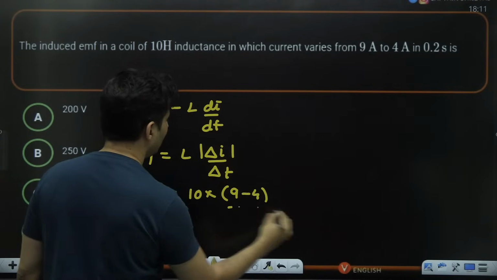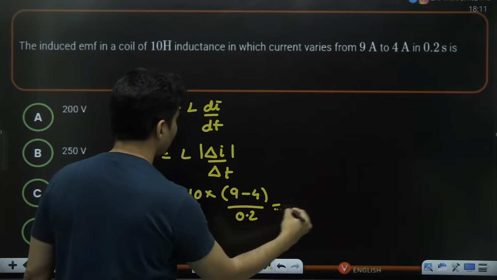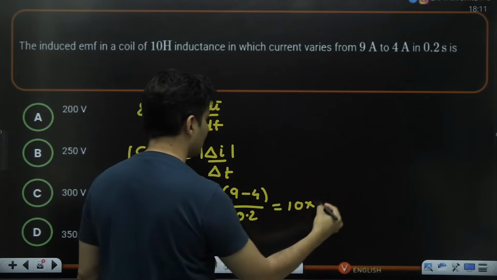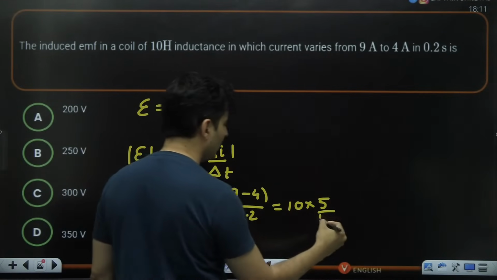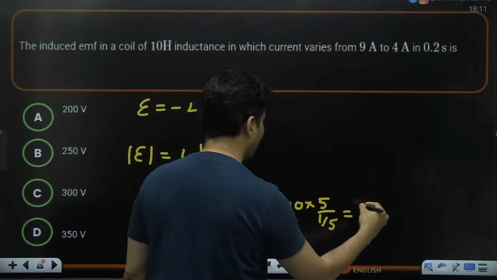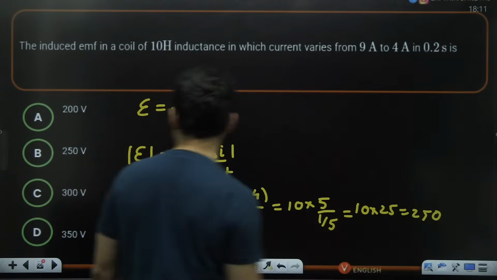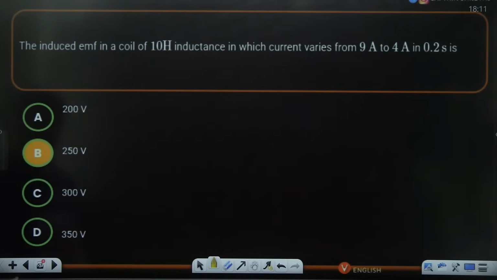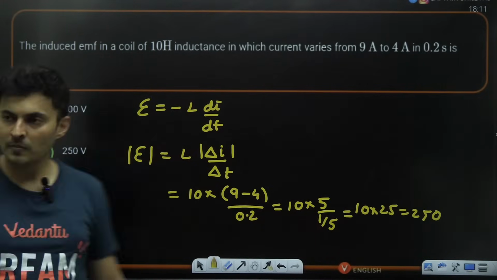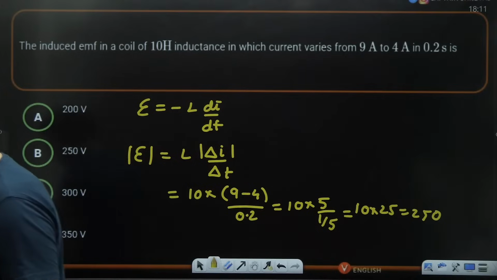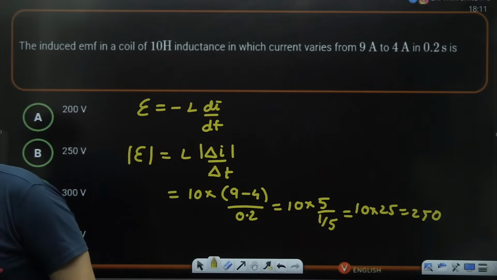9 minus 4. Time interval 0.2. So 10 multiplied by 9 minus 4 is 5. 5 divided by 0.2. 0.2 is nothing but 1 by 5. So it will become 10 multiplied by 25, which is nothing but 250 volts. So 250 volts is option B. Yes, that is the correct answer. Correct? Yep, very good. Awesome, awesome.